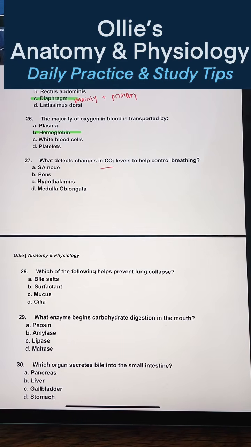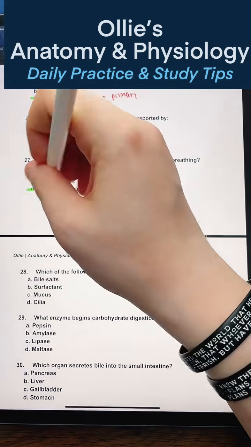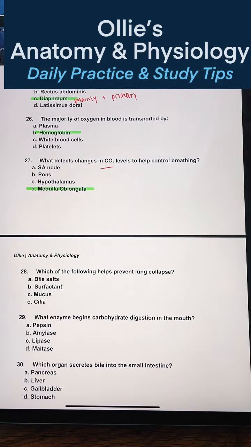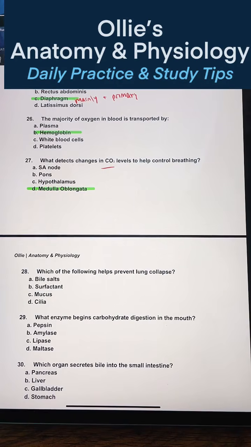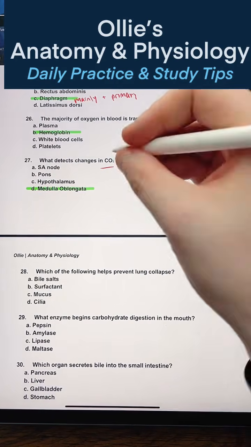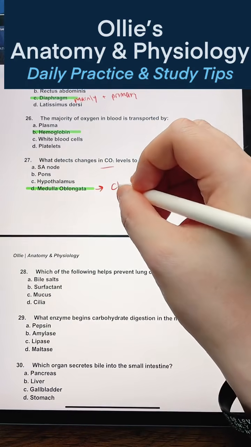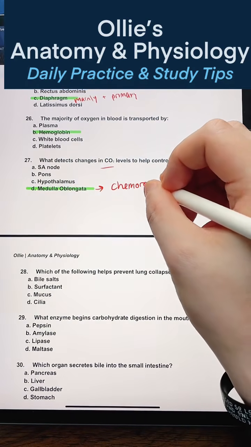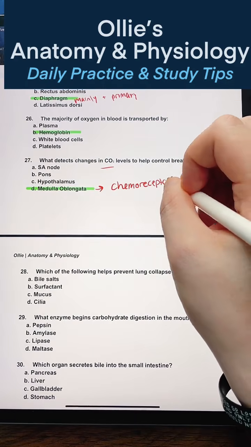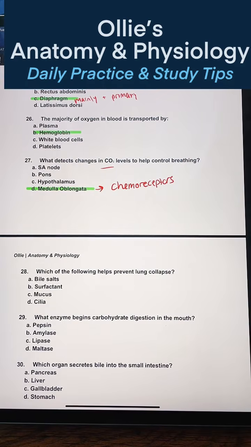Number 27, the answer is D. It's the medulla oblongata. This is going to detect our changes in carbon dioxide, which is essentially going to affect the pH. It's going to help regulate our breathing. The medulla has what are called chemoreceptors, which chemically detect changes in CO2 and pH levels.